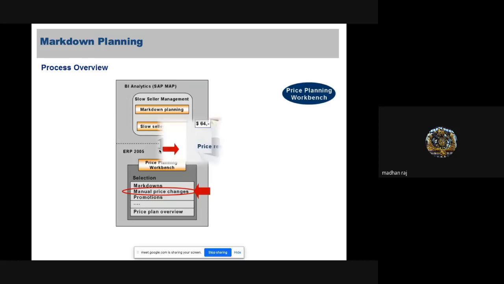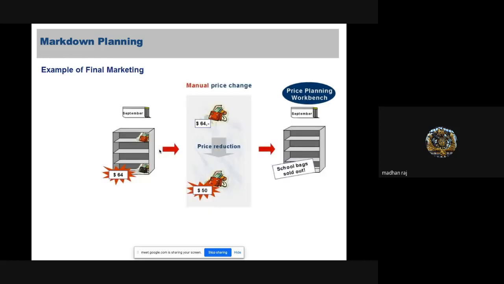So manual price changes, how to do it. Based on the proposal, it proposes 64, but you see that you still want to reduce it and make it 50. You can always do that. It is just a proposal. It is up to us to define whether to go with the proposal or to go with the manual changes.